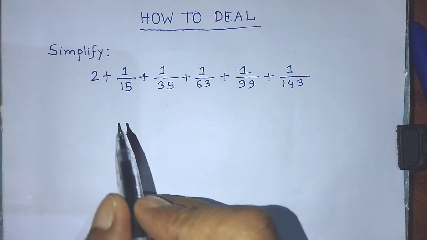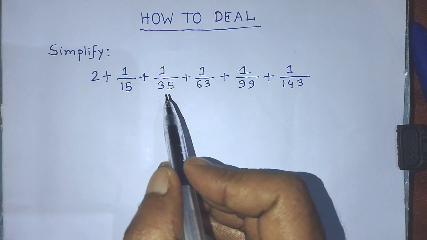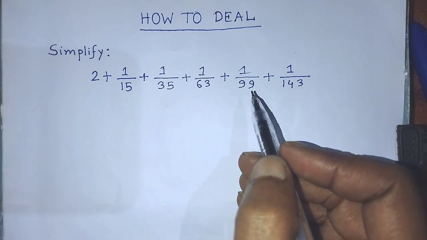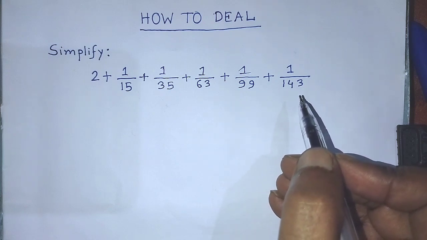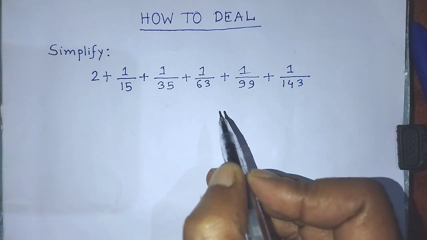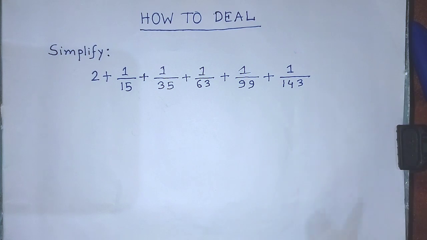So student, today our question is 2 plus 1 over 15 plus 1 over 35 plus 1 over 63 plus 1 over 99 plus 1 over 143. Today in this video I will tell you how to simplify this algebraic expression.